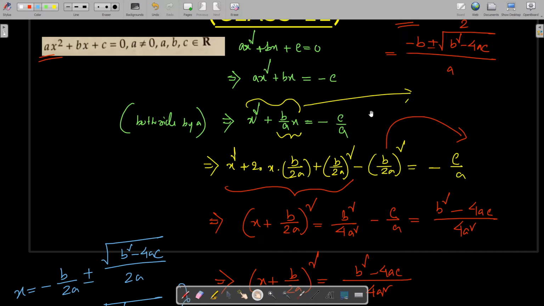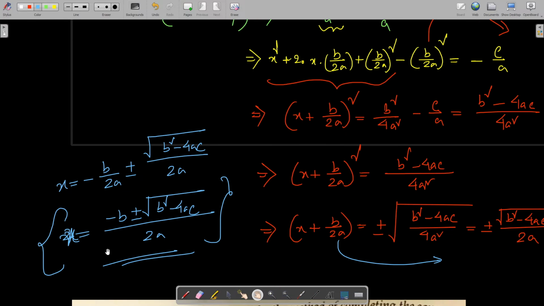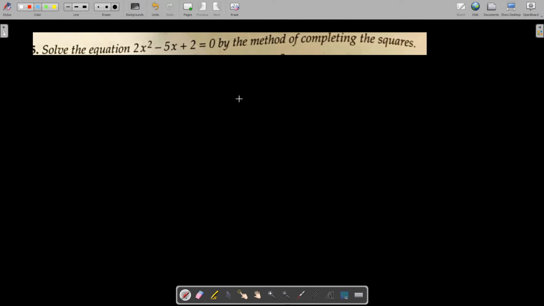So in most of these questions, we will directly use the formula and find the values. But in some questions like this one, you will be asked to use the method by which we derive the value of x. So I'll show you this question. Solve the equation by the method of completing the squares. Let's take 2x squared minus 5x plus 2 equals 0.